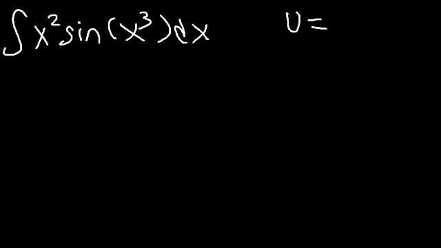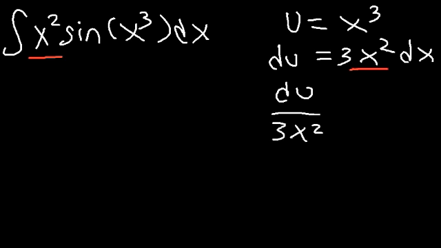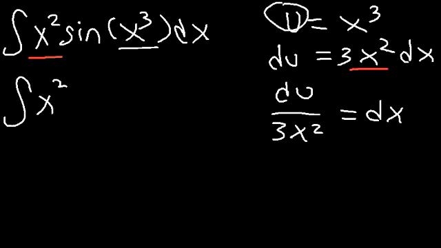I'm going to make u equal to x cubed. The reason being is the derivative of x cubed is 3x squared. And the 3x squared in this expression can cancel with the x squared in that expression, which is what we want. Now, in the next step, solve for dx. du divided by 3x squared is equal to dx. So what we're going to do is replace x cubed with u and dx with du divided by 3x squared.